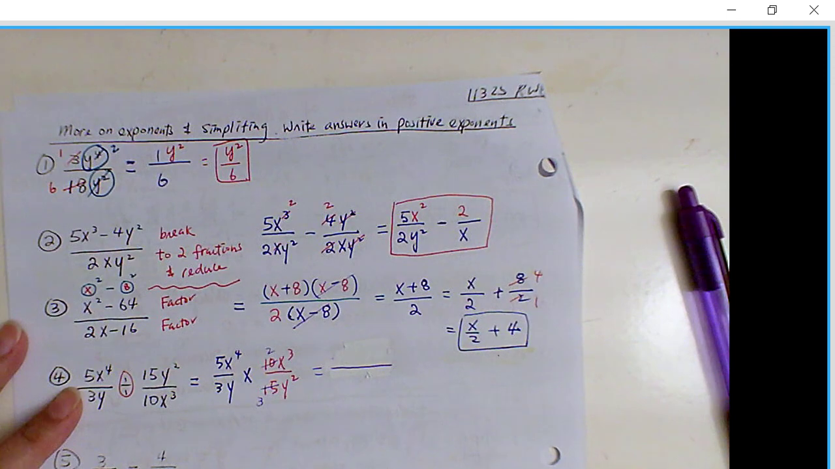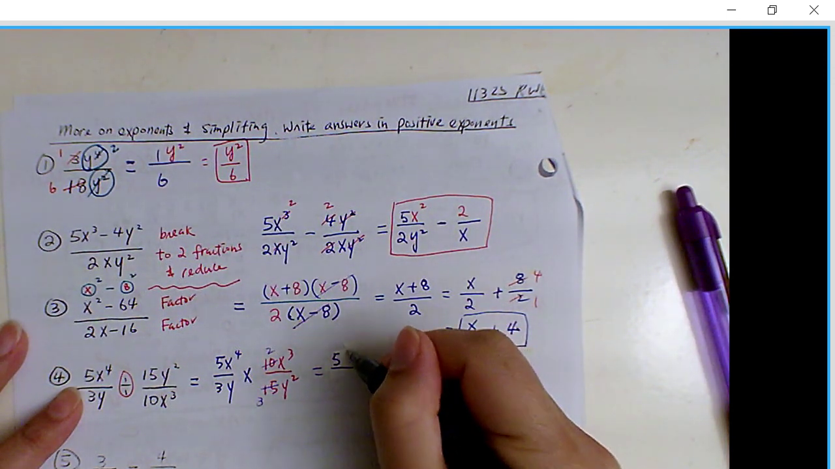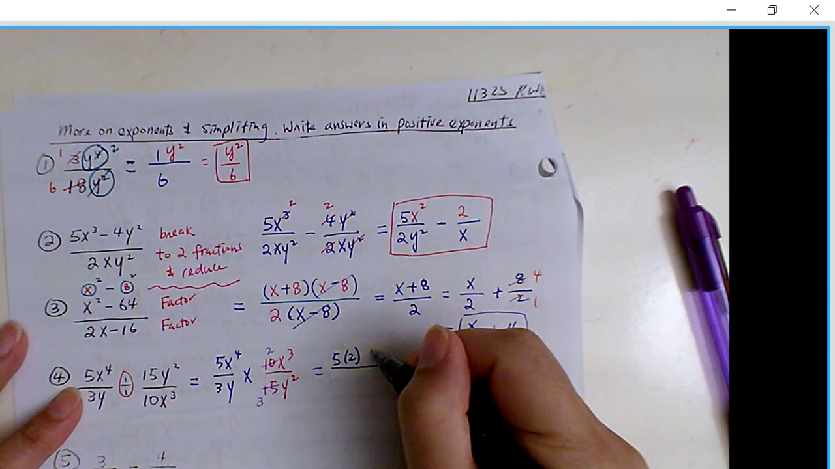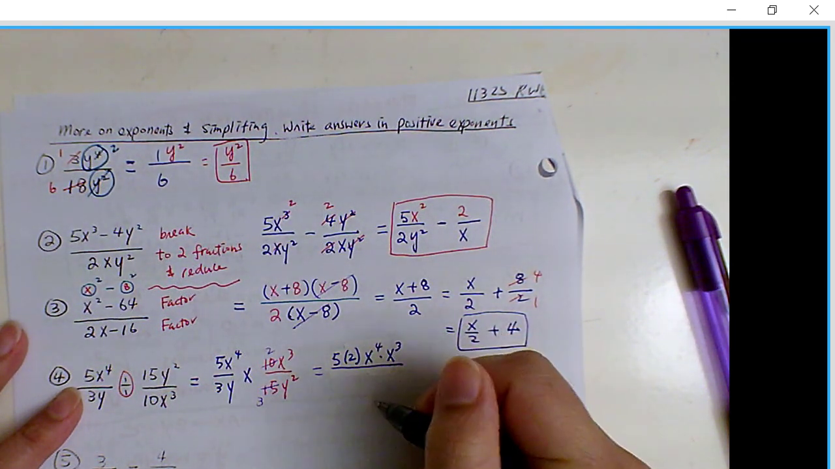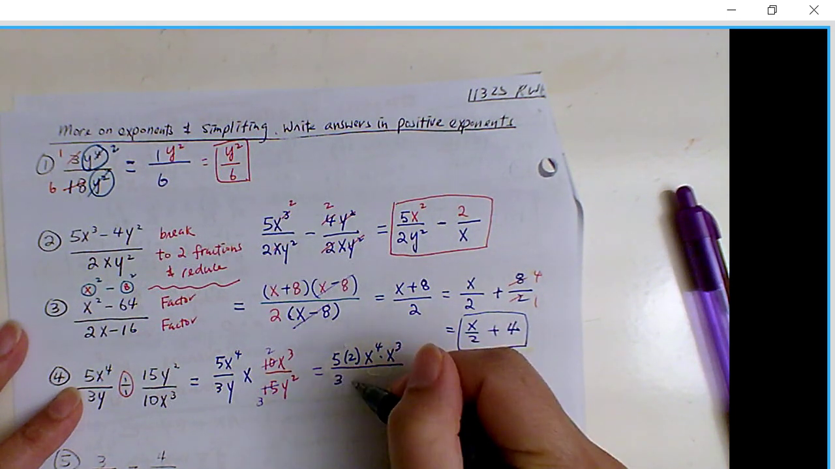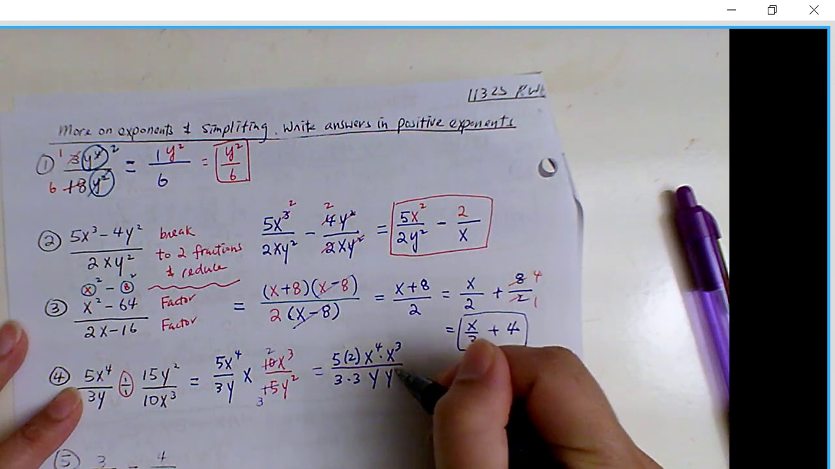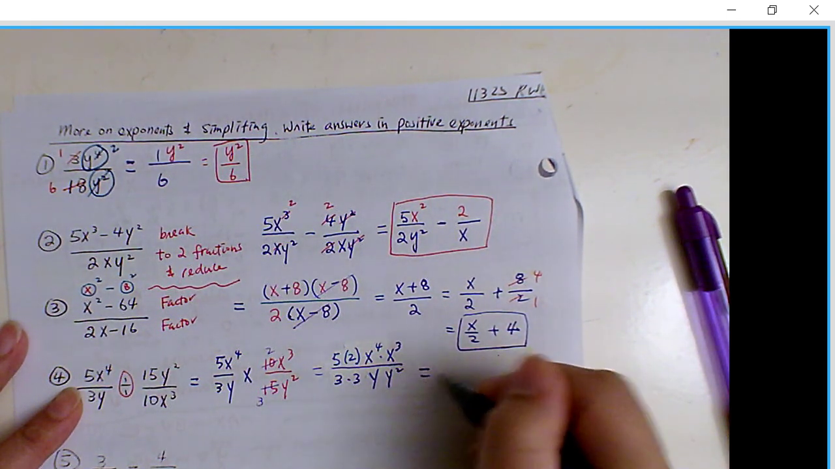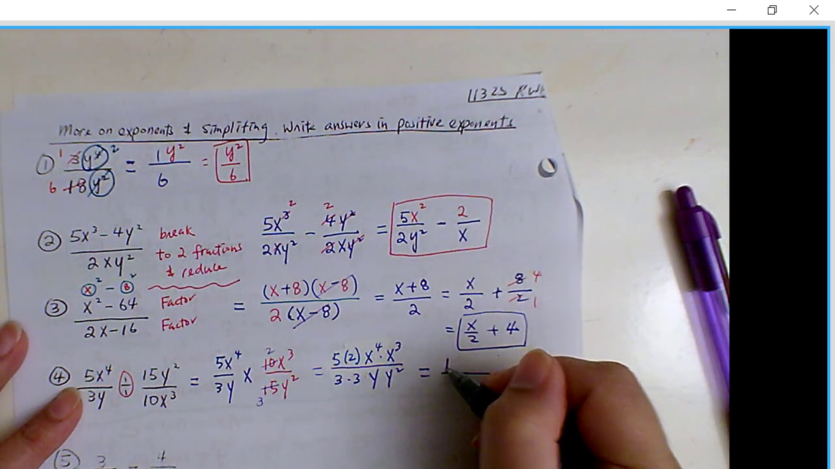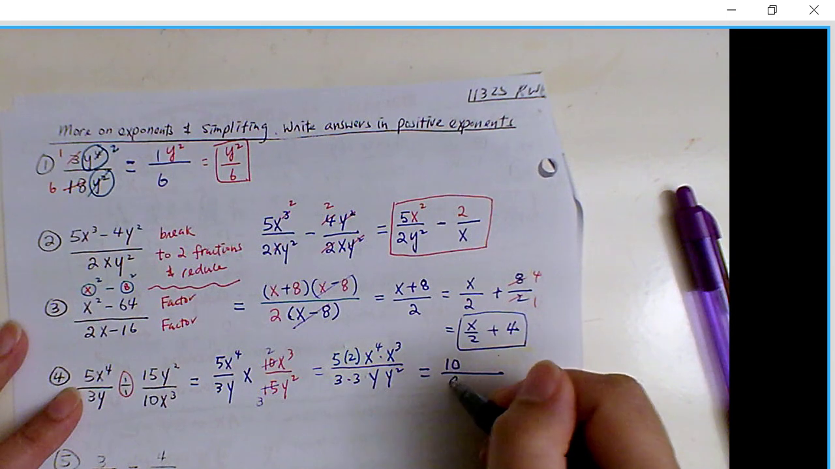So we are going to have 5 multiplied by 2, and then x to the 4 times x to the 3rd power, right? At the bottom, we're going to have 3 times 3, and then we have y and y squared, right? So if we multiply the numbers together, on top, we're going to have 5 times 2 is 10. At the bottom, 3 times 3 is 9.